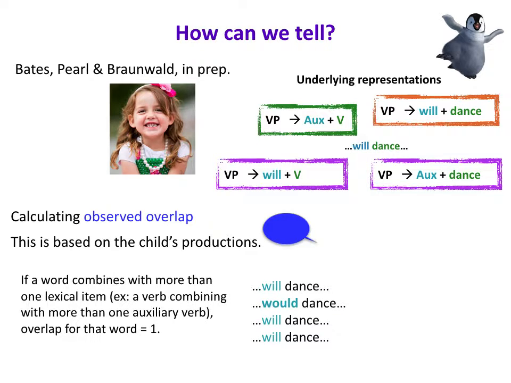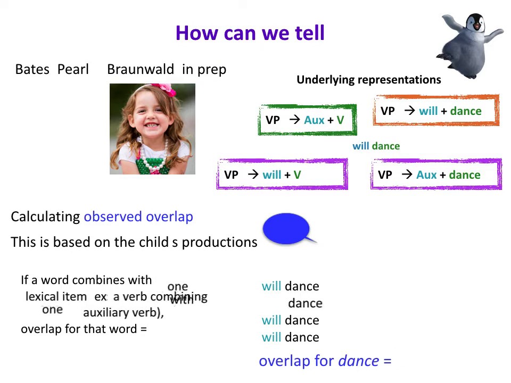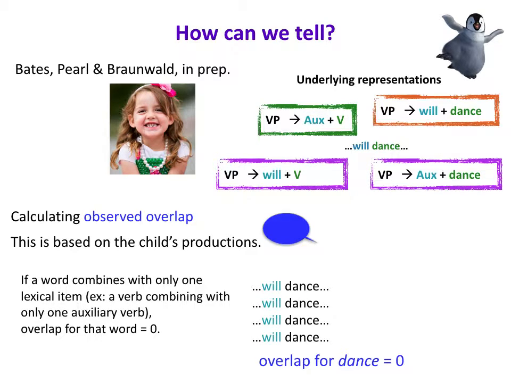So if we take the verb dance and we look at the child's productions and it's will dance, would dance, will dance, will dance, well, the fact that you have both will and would, in fact, you could have a whole bunch of other stuff, but even just having one instance of would among all those wills says, oh, there's overlap, right? So the overlap for dance is 1 with respect to auxiliary verbs. And the opposite case is when dance, for example, only ever combines with a single word from the auxiliary verbs, it only ever combines with will, then the overlap for dance would be 0.